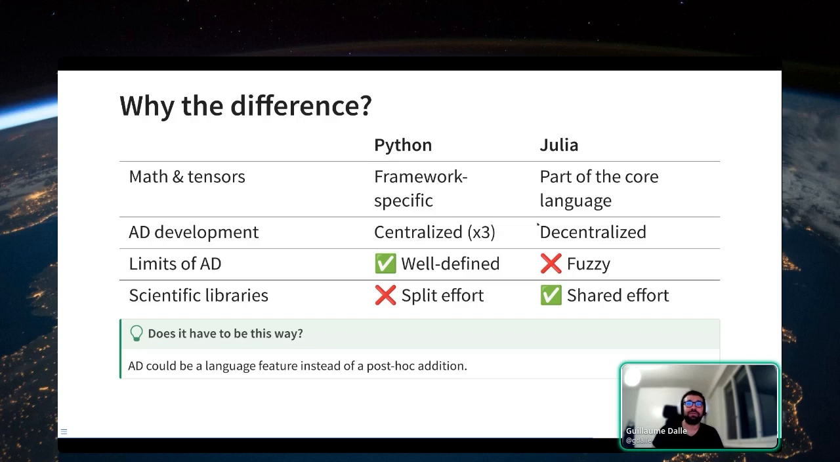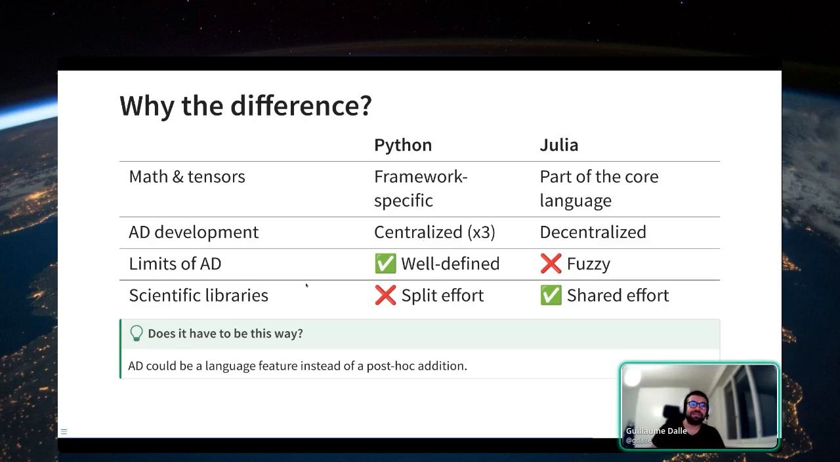In terms of AD developments, the two languages differ as well. In Python, it's very centralized. It's backed by very large companies with massive workforce. In Julia, it's very decentralized. It's basically a bunch of grad students doing this mainly in their spare time or sometimes for their research. But it's really small libraries, often with a bus factor of 2 or even 1. And that means the reliability, of course, is not the same as something that's industry proof like JAX or PyTorch.